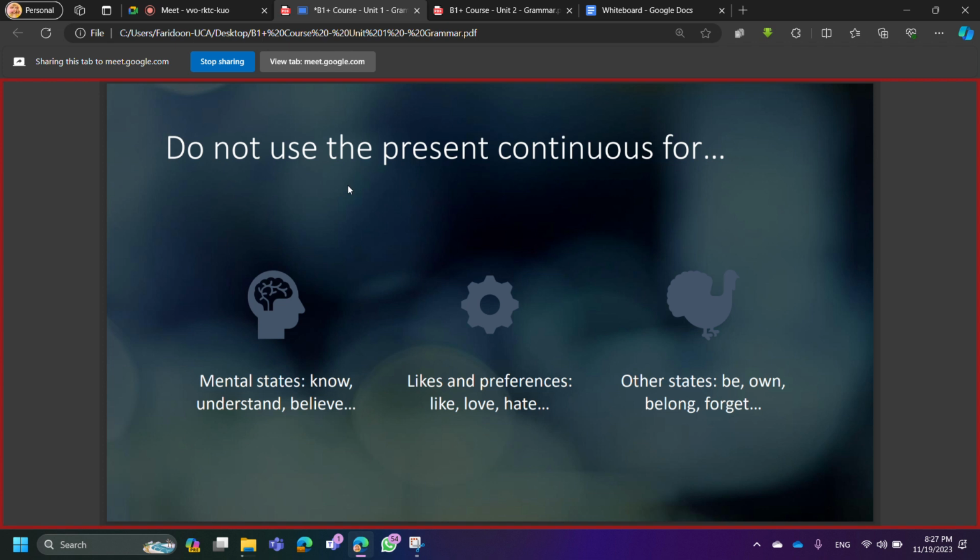But there are some tips for you about present continuous. Do not use the present continuous for the following things. Don't use the present continuous for mental states, verbs like know, understand, and believe. Don't use the present continuous for likes and preferences, verbs like like, love and hate. Don't use the present continuous for other states, such as the verbs like be or own or belong or forget. Don't use the present continuous, just use the present simple and you will be fine.